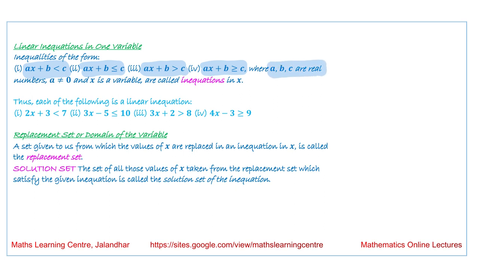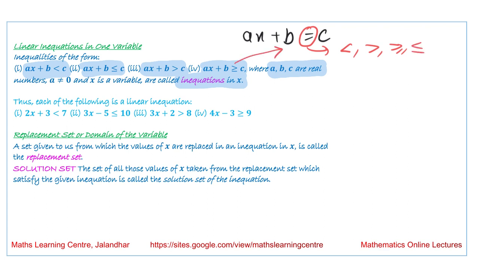These are the inequalities in x in one variable. When we talk about the linear equation, we say ax + b = c. Now in place of this equality, we can have a less than sign, greater than sign, greater than or equal to sign, or less than or equal to sign. Then these are the linear inequalities in one variable.